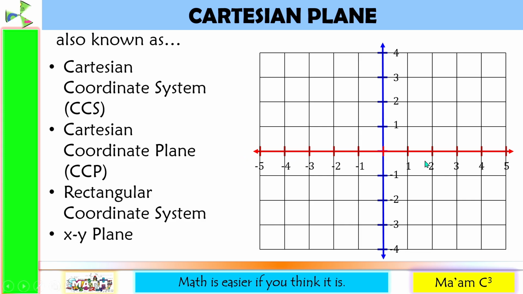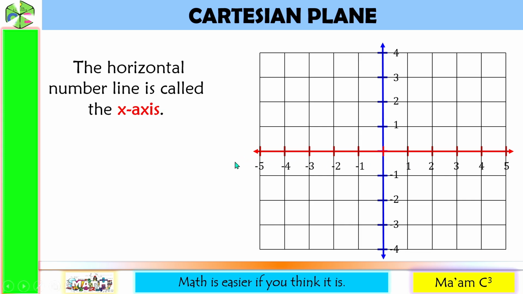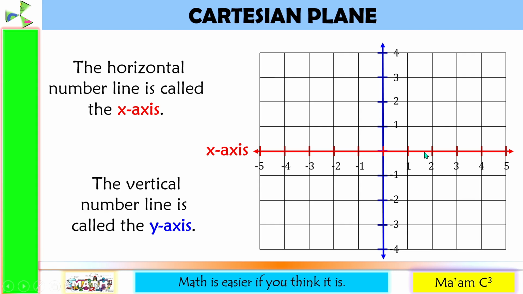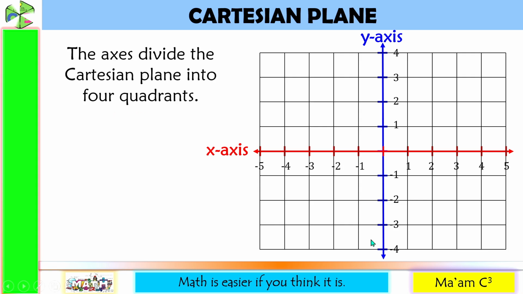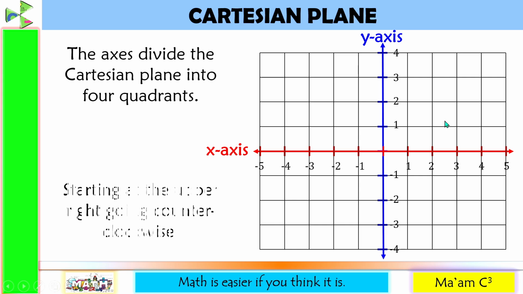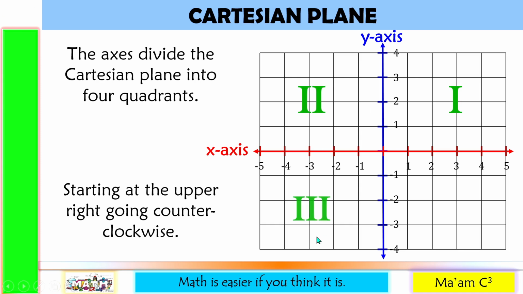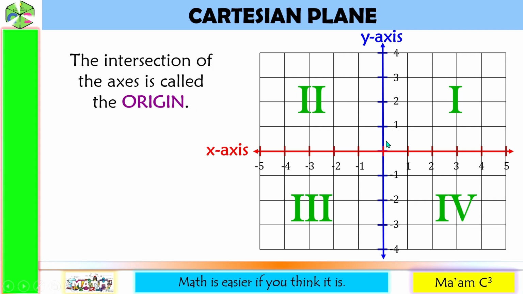This horizontal number line is called the x-axis. Let's label it. While this vertical number line is called the y-axis. Let us put a label on it. And the axes divide the Cartesian plane into four quadrants, starting from the upper right, going counterclockwise. So this will be quadrant 1, this is quadrant 2, quadrant 3, and quadrant 4. The intersection of the axes is known as the origin. So this one here is the origin.